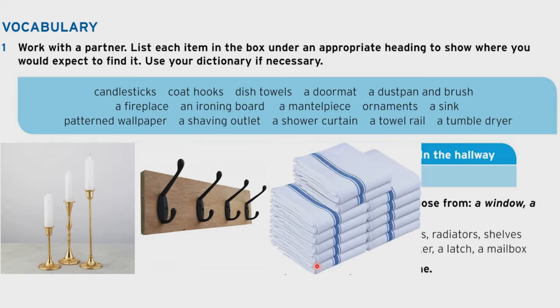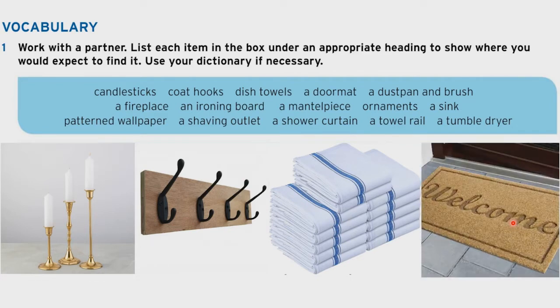Then we have dish towels. As you can see, these are towels, but why are these called dish towels? Well, it's because they are used to dry dishes. Also, we use them to dry our hands. It's obvious that we can find them in the kitchen. Then we have a doormat that we put at the entrance of our houses. In this case, I think that the most proper place to say that we find it is in a hallway because we don't put it in the kitchen or in the living room, right?